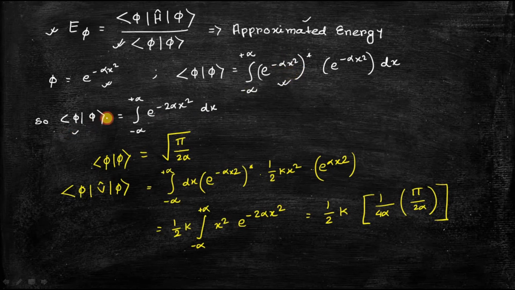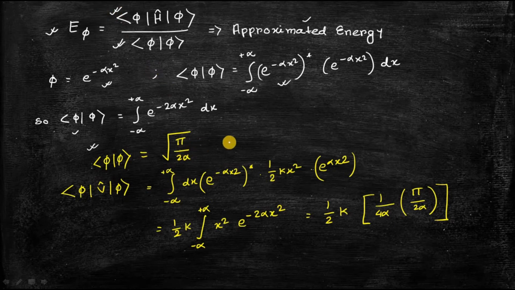So the normalization integral will be equal to the integral from minus infinity to plus infinity of e to the power minus 2 alpha x square. If you go through the integral table, you can solve this integral. The solution will be equal to root over of pi by 2 alpha. Now we have to determine the upper term.